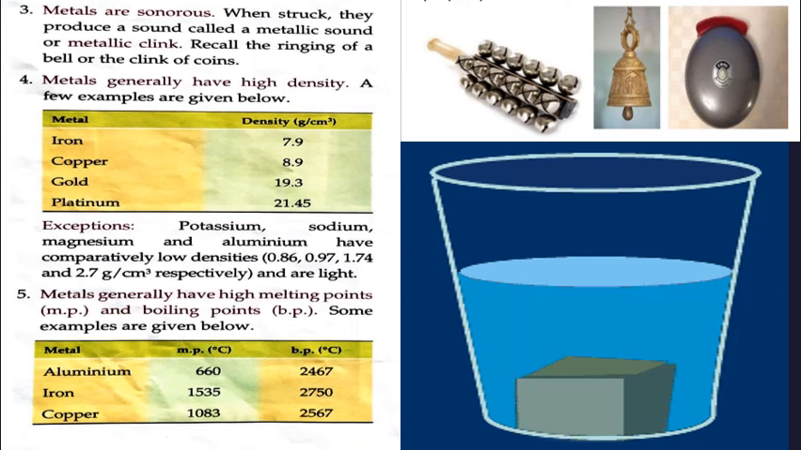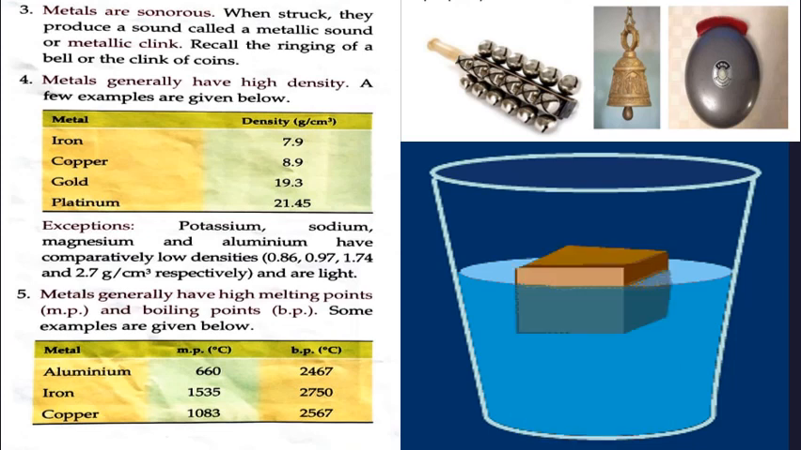Okay. The fifth property is that metals generally have high melting points and boiling points. Some examples are given to you. Melting point means that point at which that metal starts melting. We have seen ice melting, right? So that is the case with metals also, they melt.